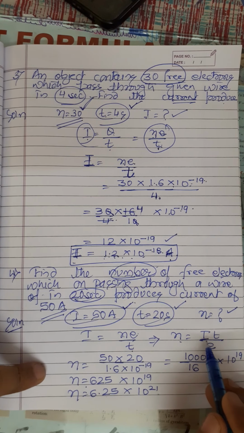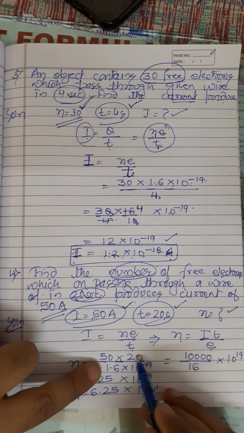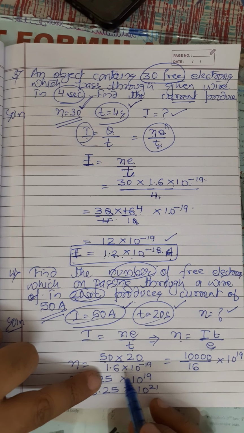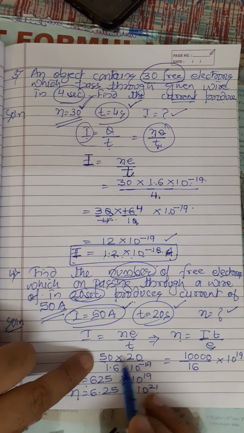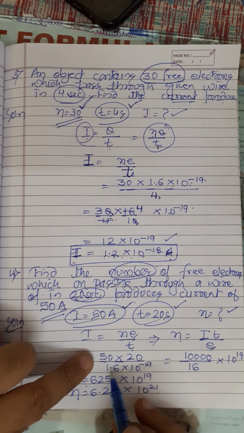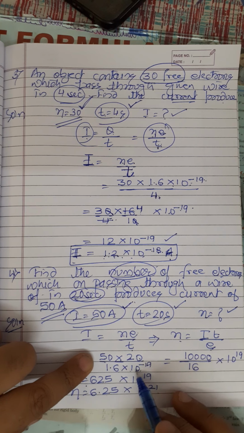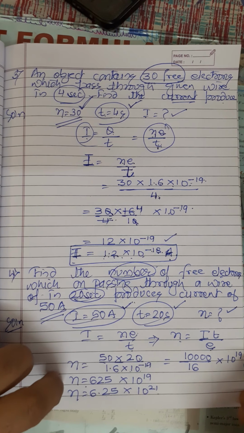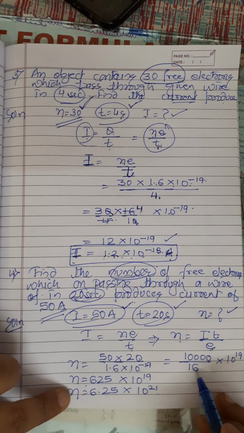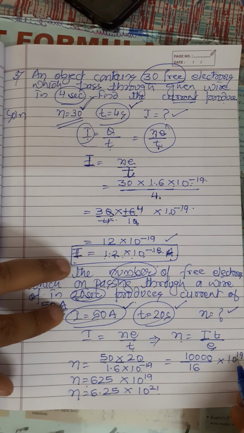Now putting up the values of I, T and E, we get I is 50, T is 20 and E is already a constant, 1.6 10 power minus 19. Now 5 2s are 10, 2 zeros over here, and the 0 because of this 1.6 will make it 10,000 by 16, and this 10 power minus 19 from the denominator will move to the numerator to make it 10 power plus 19. If I divide 10,000 by 16, this will give you 625 and this will become 10 power plus 19.